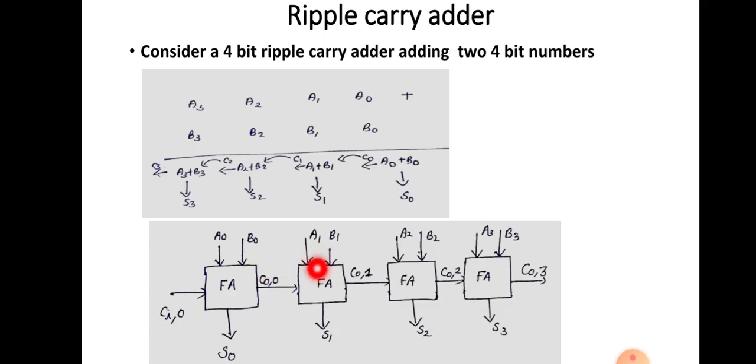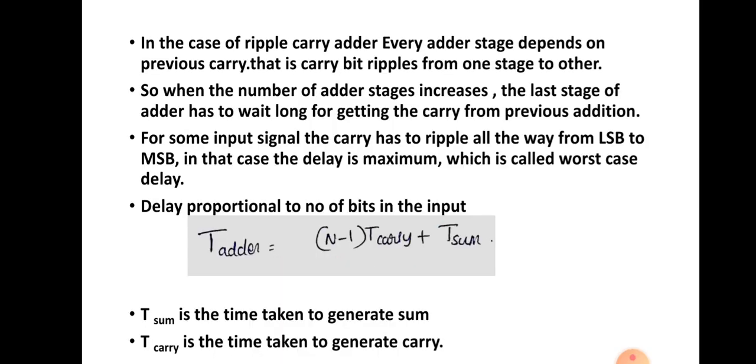For the second stage there is another delay, for the third stage another delay. So however many stages there are, that much delay will be there for the generation of the carry. So the complete delay of the adder depends upon the time delay for producing n minus 1 carries and the time delay for producing the sum. So the total time delay for the adder is equal to (n minus 1) into T carry plus T sum.